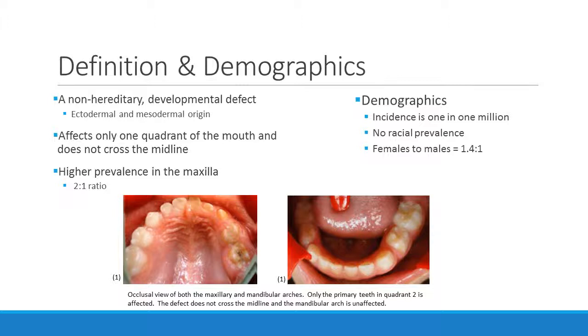an estimated 2-to-1 ratio. In regards to demographics, RO is a rare defect with an occurrence of less than 1 in 1 million. It affects both primary and permanent dentition and has no prevalence to a specific race. It has been shown to be more common in females than in males with a slight ratio of 1.4 to 1. In the images below, they show the occlusal view of both the maxillary and mandibular arches. Only the primary teeth in quadrant 2 is affected. The defect does not cross the midline and the mandibular arch is unaffected.